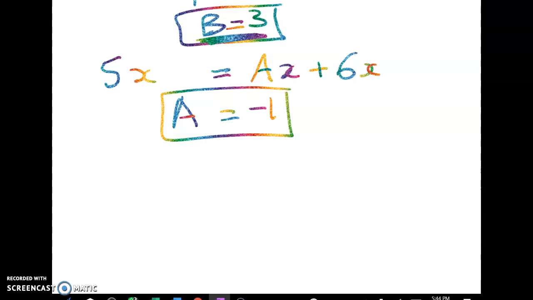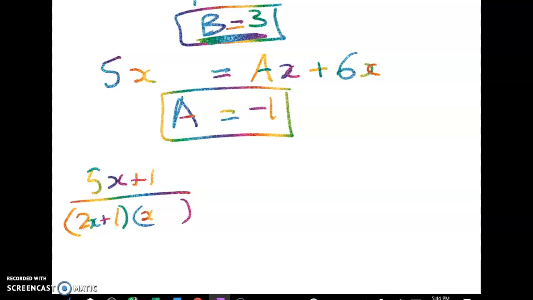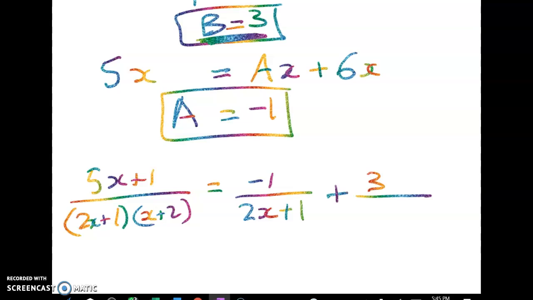Okay, so where do I get to now? Well, I've got, let's write it out properly. 5x plus 1 over this, 2x plus 1 times x plus 2. I can hear people turning off their laptops as I go slowly, but there you go. So we've got negative 1 over 2x plus 1 plus what was b? B was 3. 3 over x plus 2.